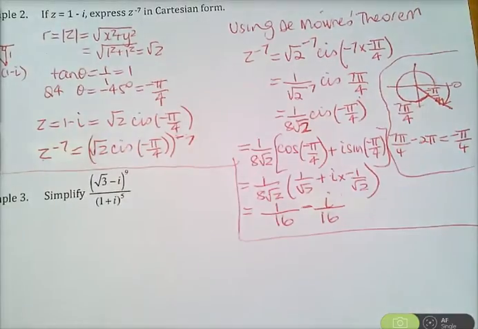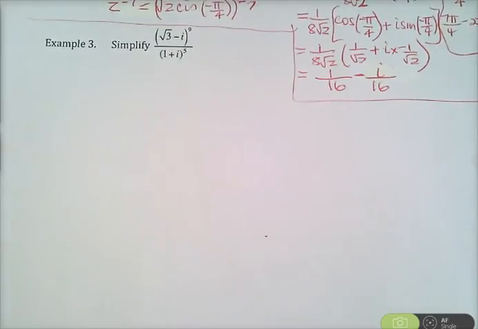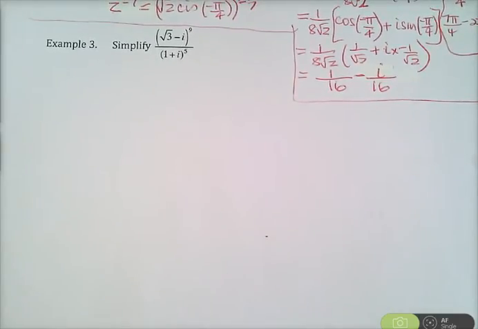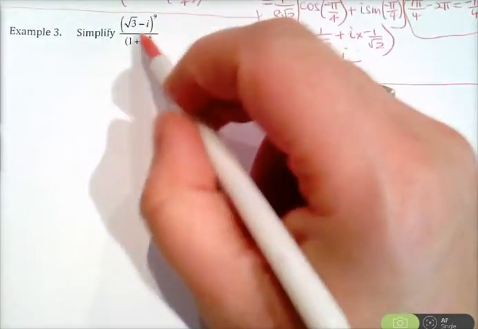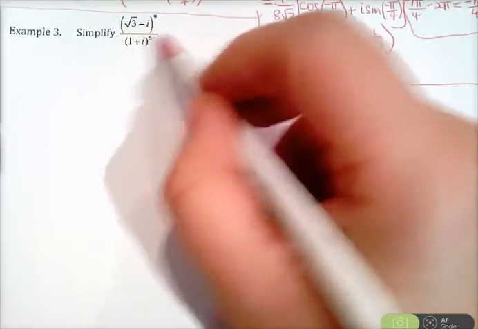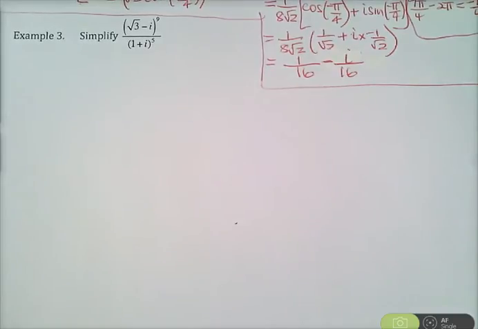Now for example 3. It says to simplify that expression there: simplify root 3 minus i to the power of 9 over 1 plus i to the power of 5. Now the first thing we need to do is write each of those in modulus argument form, and then we can apply De Moivre's theorem to each of those, okay?